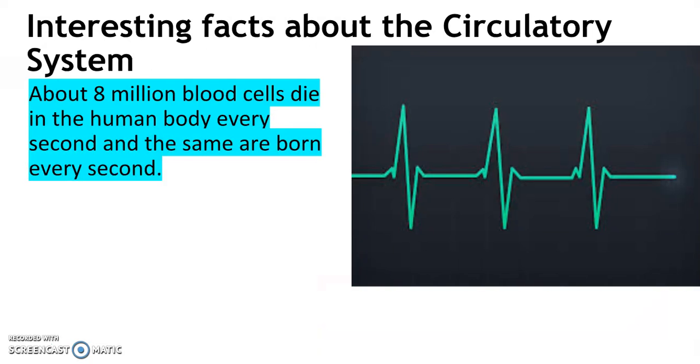And some interesting facts. 8 million blood cells die every second, and the same are born every second, right? We use a lot of blood. Blood's got to be recycled over and over again. So that's the circulatory system. Make sure you have everything written down in your notes.